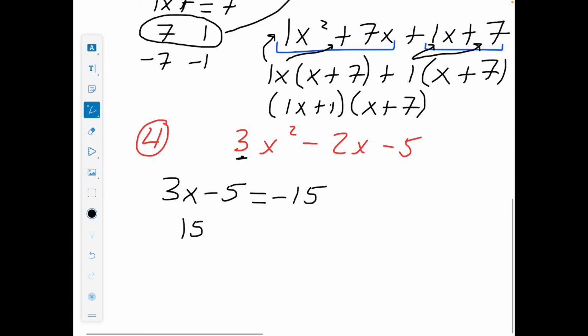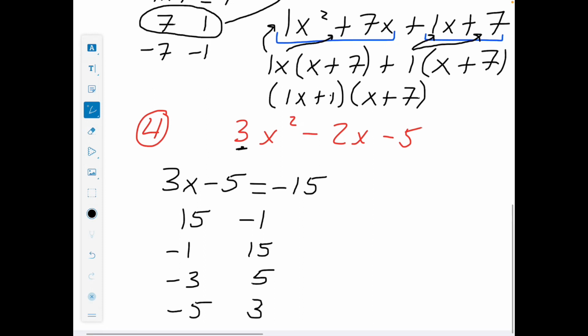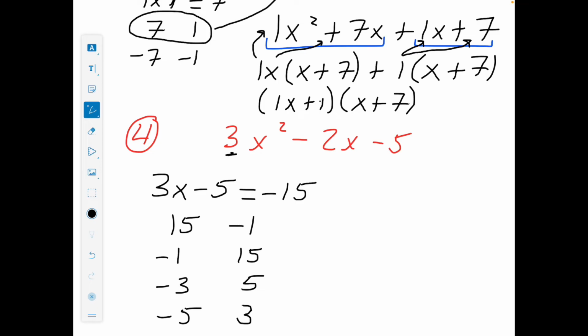Okay, now we're going to write down the factors of minus 15. So to get a minus number, we need to multiply a positive number by a negative number. So we could have 15 multiplied by minus 1. We could have minus 1 multiplied by 15. We could have minus 3 multiplied by 5, or minus 5 multiplied by 3.